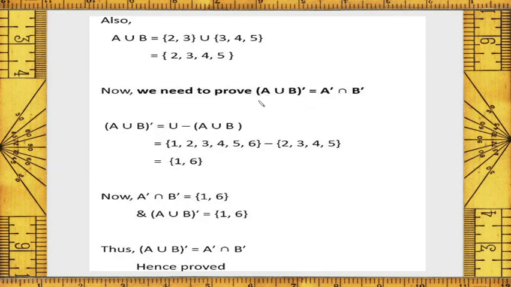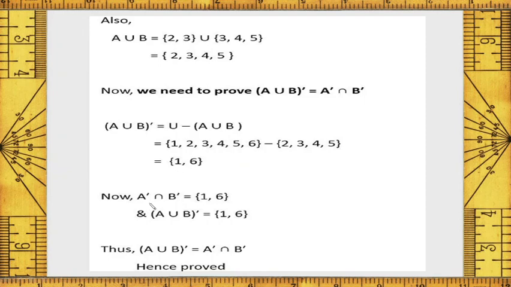So let's take left hand side A union B whole complement. As the definition says, complement of any set means all the elements of universal set minus all the elements of that specific set. So A union B whole complement is equal to universal set minus A union B. Now we will take universal set minus A union B. Here we have calculated 2, 3, 4 and 5, and we will subtract. So what is the answer we are getting? We are getting 1 and 6.